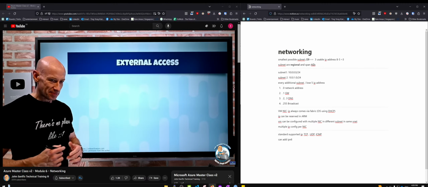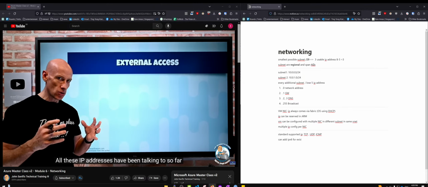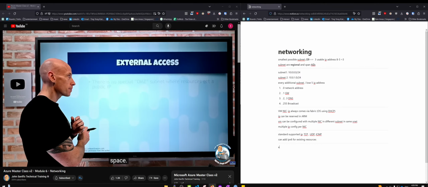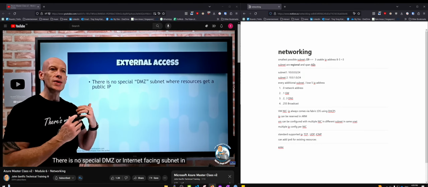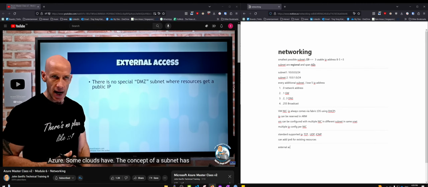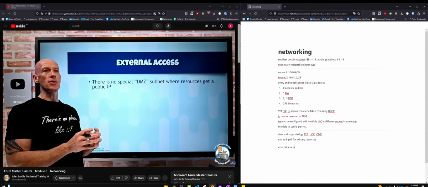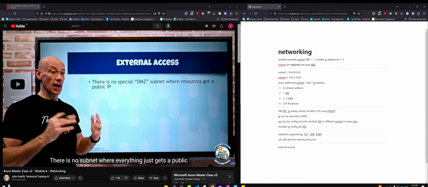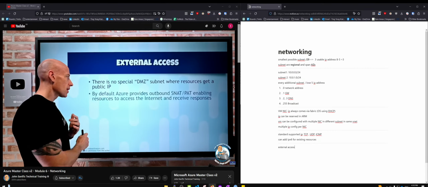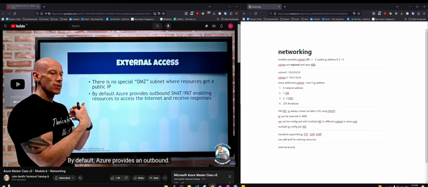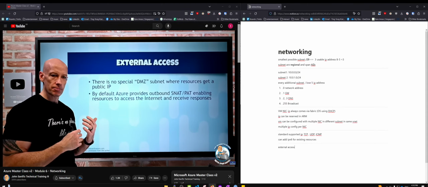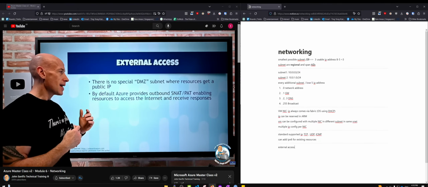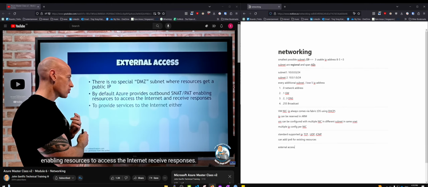External access. All these IP addresses I've been talking about so far have been within the virtual network. They're a private IP space. There is no special DMZ or internet-facing subnet in Azure. Some clouds have the concept that a subnet has to be marked as external facing, and that is not the case in Azure. There is no subnet where everything just gets a public IP. By default, Azure provides an outbound SNAT, a source network address translation based on ports, so port address translation, enabling resources to access the internet and receive responses.